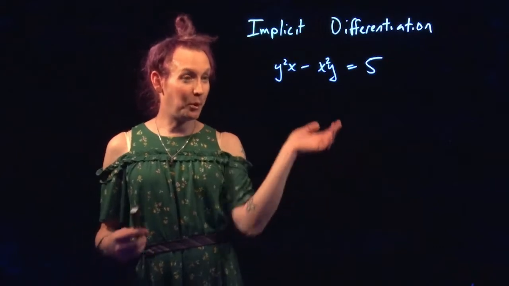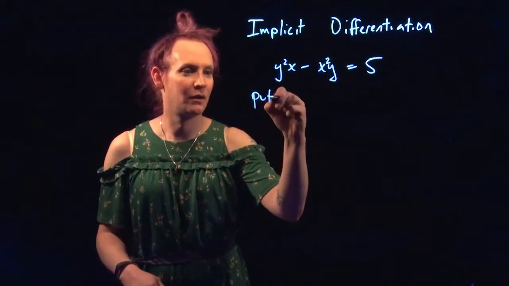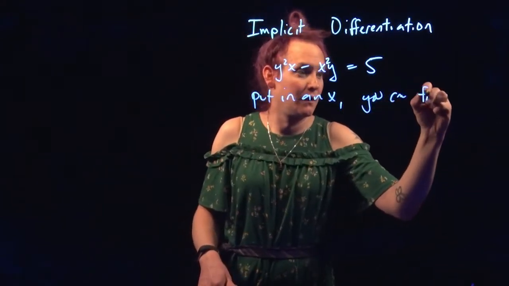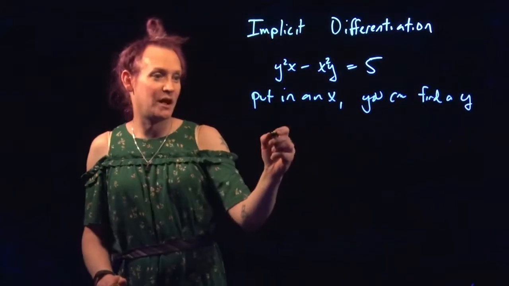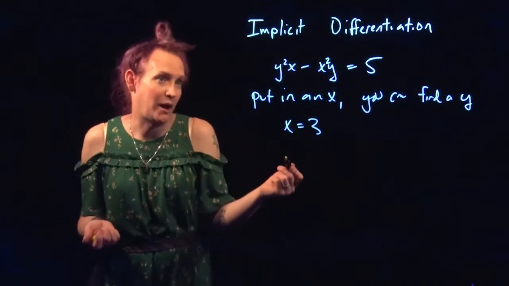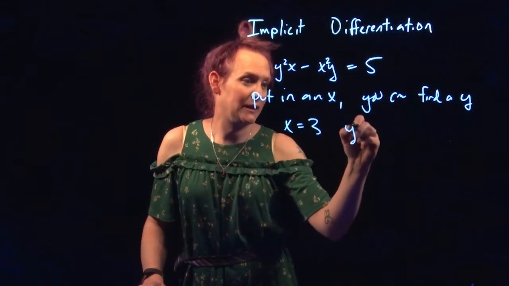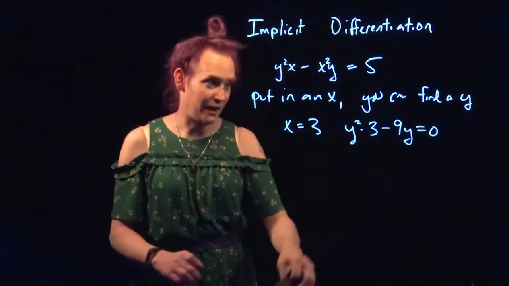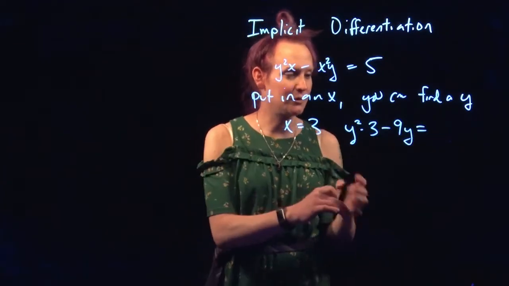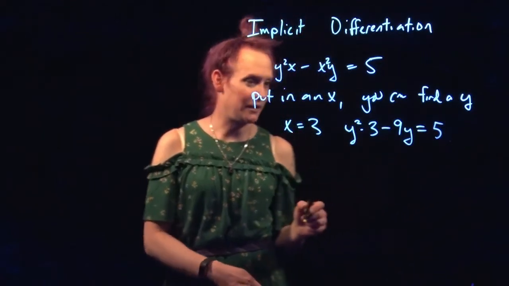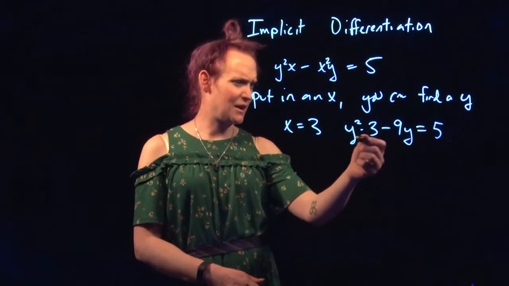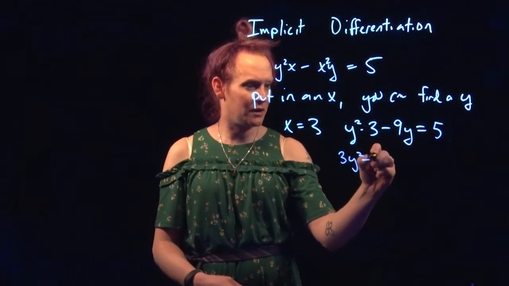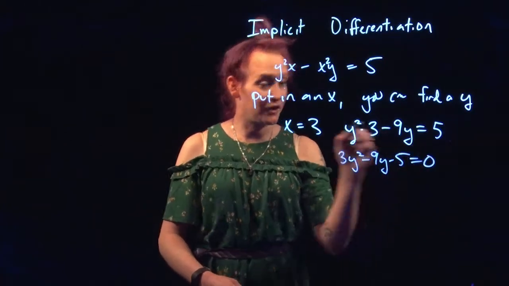And if I put in an x, you can find a y. Like, for example, if x equals 3, then it would have y squared times 3 minus 9 times y equals 5. I don't know why I wrote 0 there. Just so used to writing equals 0. Which means that I now have a quadratic equation in y. And so let's write that as 3y squared minus 9y minus 5, there's my equals 0.